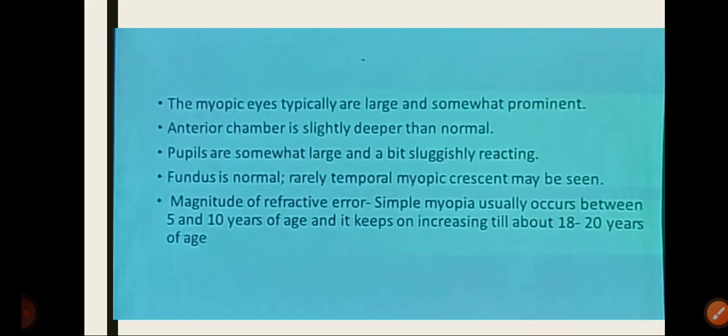Next, myopic eyes are typically larger and somewhat prominent. The anterior chamber is slightly deeper than normal. Pupils are somewhat large and a bit sluggishly reactive. Fundus is normal, though rarely temporal myopic crescents may be seen. Simple myopia usually occurs between 5 and 10 years of age and keeps increasing till about 18 to 20 years of age.